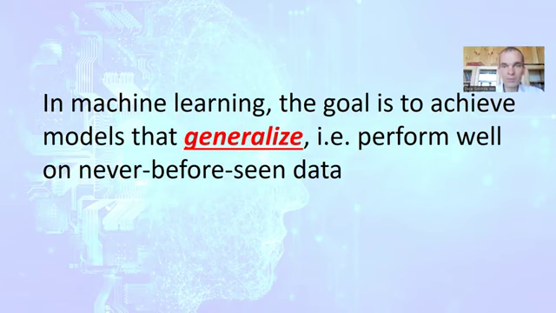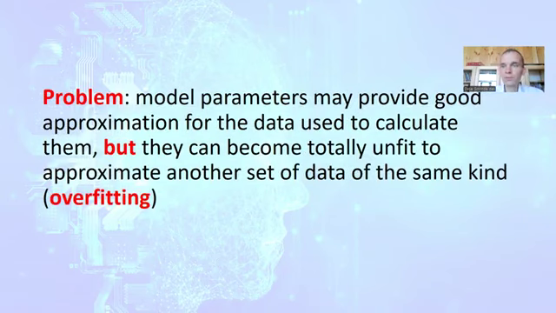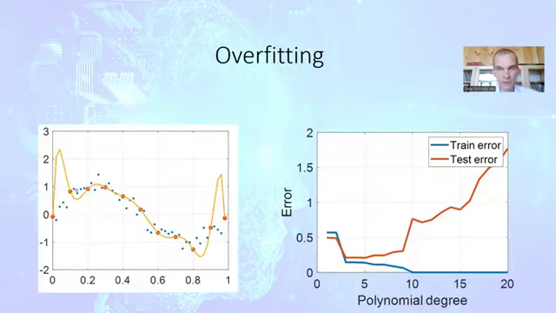The problem is that often you can train a model which performs perfectly, provides a very good approximation for the data which was used for the training, but the obtained model parameters can become totally unfit, totally useless to approximate another set of data of the same kind. This is an effect of overfitting, about which we often talked in our previous videos.